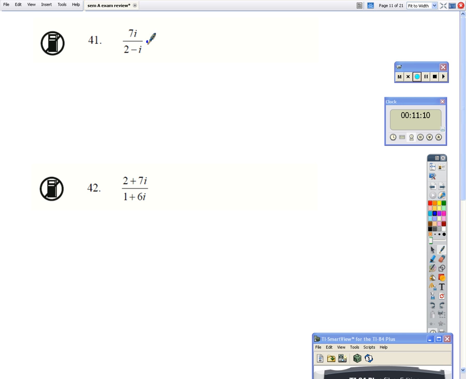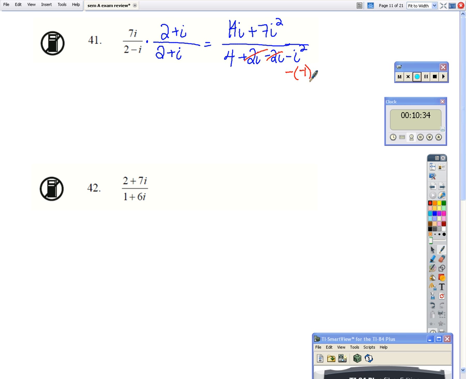For 41, we have to simplify and get the i out of the denominator. So we're going to multiply by the complex conjugate. So on the top, the 7i gets multiplied to both of those terms. And on the bottom, we have to multiply. And the whole reason we pick the conjugate is so the middle terms will cancel out. So if they don't, something's gone wrong. So these cancel. i squared is -1. Same thing here.